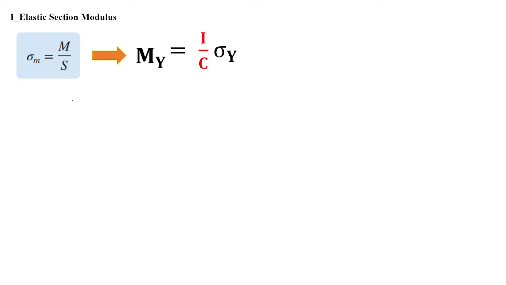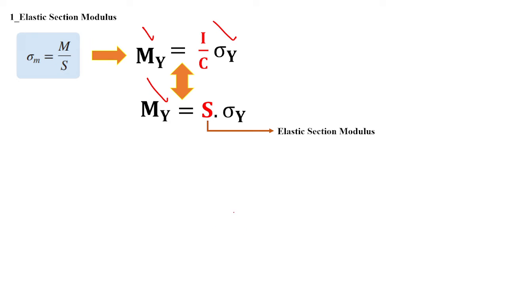Likewise, if we rearrange this equation, M y in the elastic domain is I over c times sigma, and M y is S times sigma y. That's for the elastic section modulus.